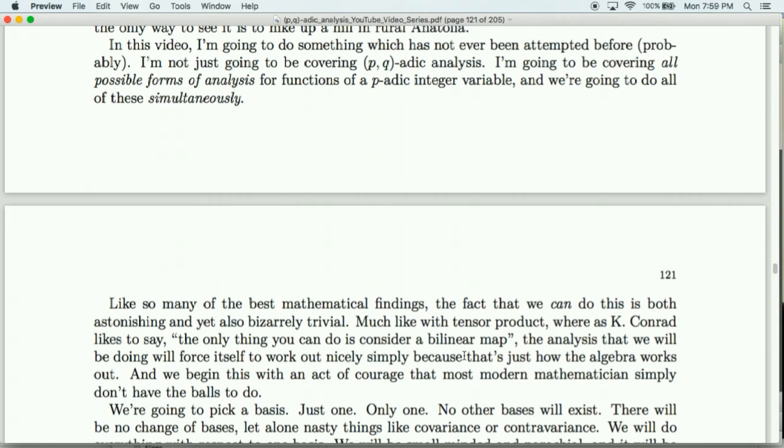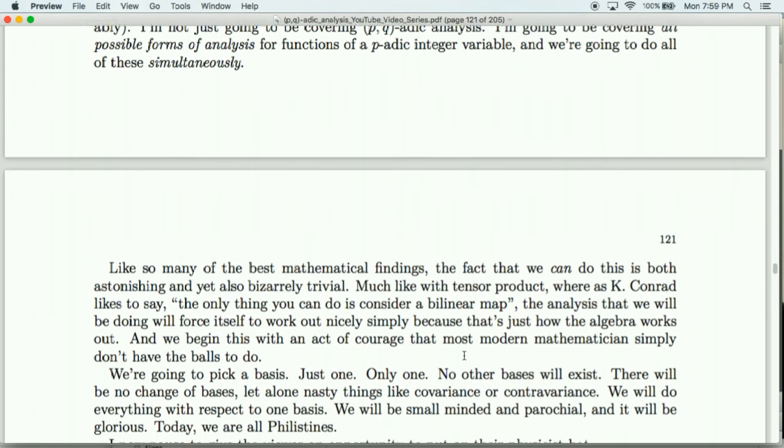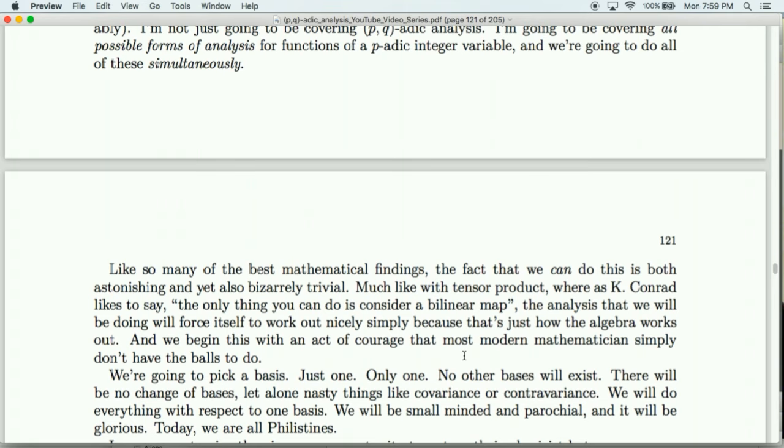And we begin this with an act of courage, one that most modern mathematicians simply don't have the balls to do. I am going to pick a basis, just one, only one basis. No other bases will exist. Everything will be done with respect to this basis. There will be no change of basis, let alone nasty things like covariance or contravariance. We are going to do everything with respect to one basis. We will be small-minded and parochial, and it will be glorious. Today, we are all Philistines.